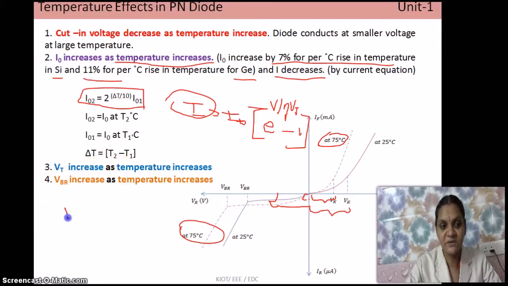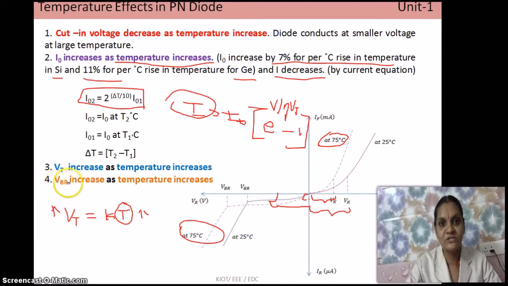Right. So the third effect is that Vt increases as temperature increases. You know the formula, Vt is equal to K into T, where K is the Boltzmann constant and T is the temperature. Since K is simply a constant, Vt is directly proportional to T. If T increases, Vt also increases.